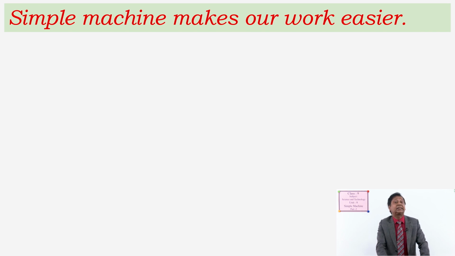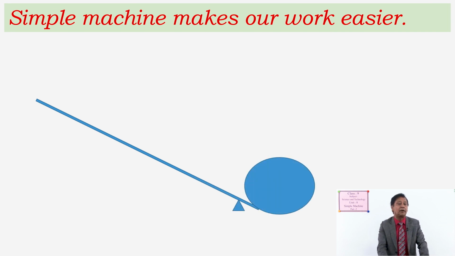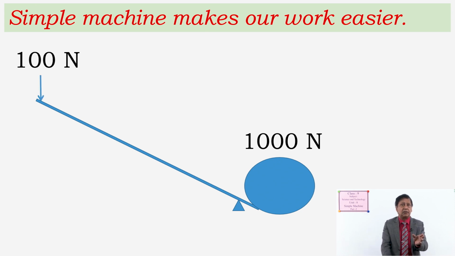A simple machine makes our work easier. How? This is a lever and we are trying to turn a heavy stone with the help of this lever. Let's say the stone is very heavy, 1000 Newton, and by applying just 100 Newton we are able to turn it. Then less effort is applied to turn the heavy stone. It means it makes our work easier by reducing the required amount of force. I mean to say, this machine magnified the force. 100 Newton is magnified to 1000 Newton.